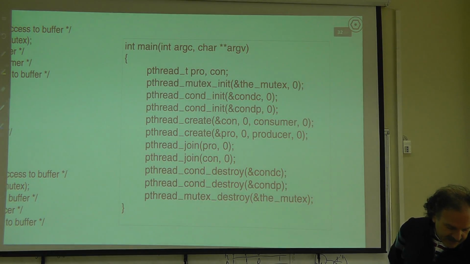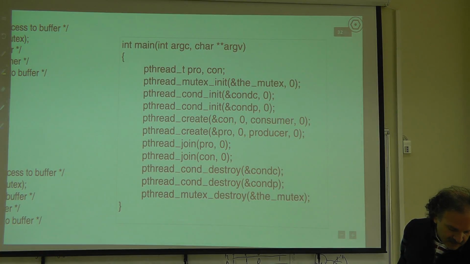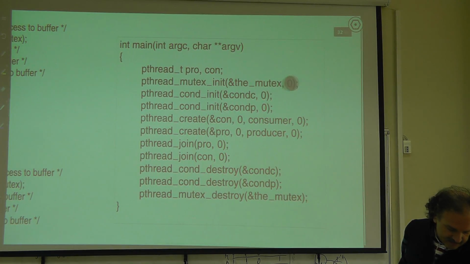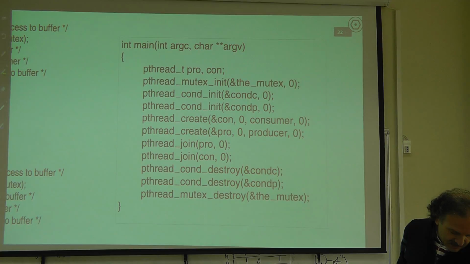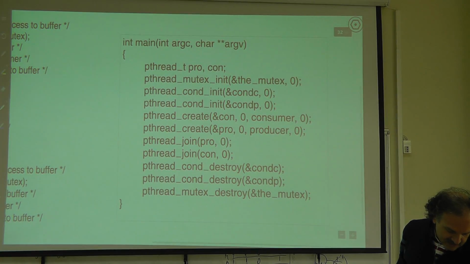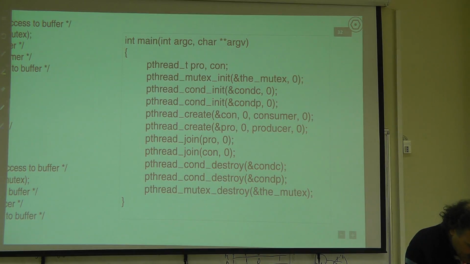I have two threads. I have the initialization for a mutex here, my mutex, and two condition variables are initialized, and I am creating two threads. Then I wait for them. What does this do?